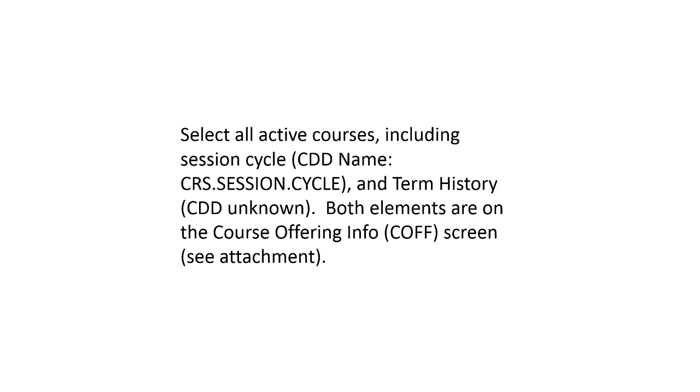So let's do a real-life case showing how this works. Here's the request sent in by a client who I had worked with before and who therefore knew the type of information I needed to create the report. Select all active courses, including session cycle, CDD name crs.session.cycle, and term history, CDD unknown. Both elements are on the course offering info COFF screen. See attachment. The attachment was a screenshot with the 2 fields pointed out.